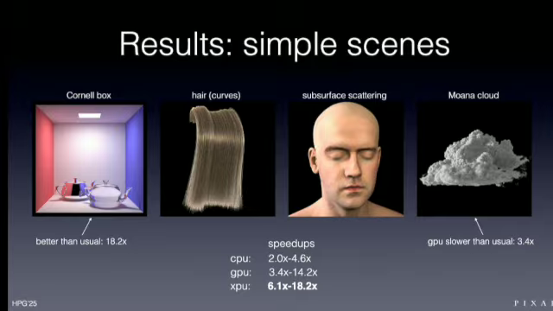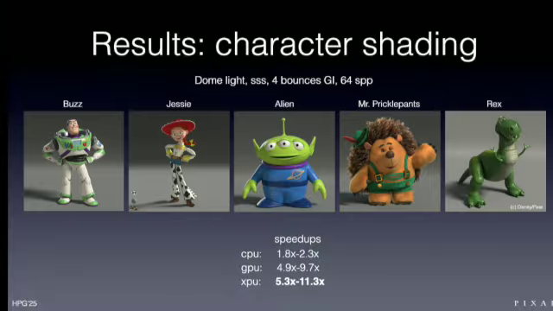Another thing I should mention is that this volume, when we render it on GPUs, it's slower than what we're used to on GPUs. The speedup is only 3.4x, so we still have more work to do. Here are some characters from Toy Story. The speedups here are between 5.3 and 11.3.